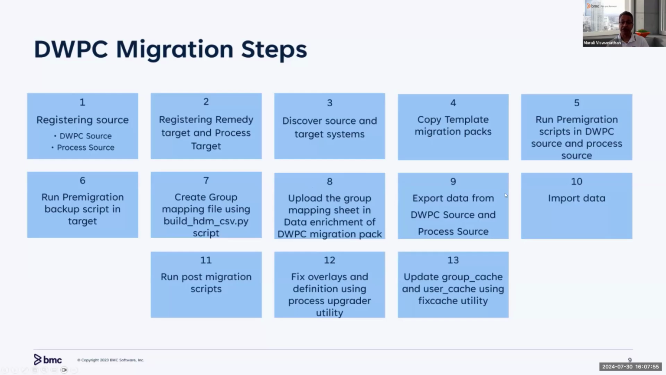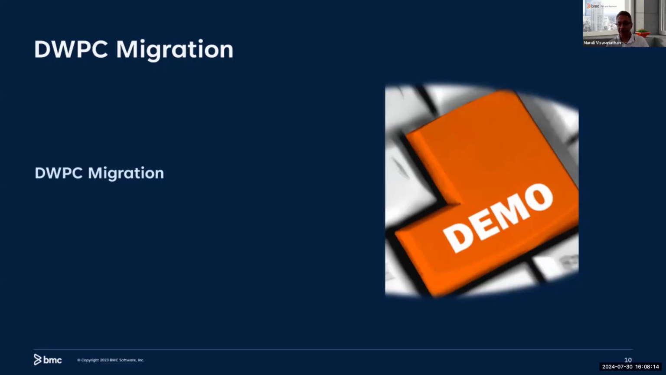And of course, you're going to export your data, import it, and run post-migration scripts. Another important part of the DWP catalog is, again, fixing your overlay definitions and updating your group caches. So those are a little bit of additional steps compared to the ITSM migration you have done before. So let's go to the demo. The demo was recorded by my colleague Anita, so you'll be hearing her voice.